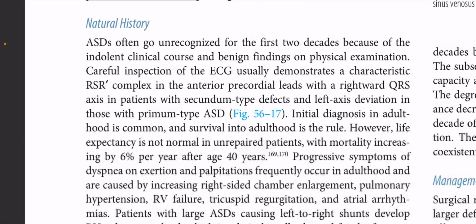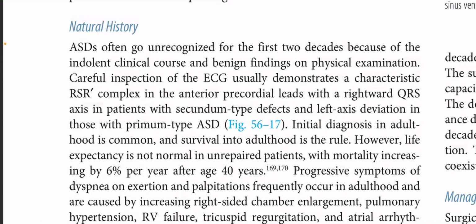Now, what is the natural history of ASD? ASD often goes unrecognized for the first 2 decades because of the indolent clinical course and benign findings on physical examination. Careful inspection of the ECG usually demonstrates a characteristic RSR complex in the anterior precordial leads with a rightward QRS axis in patients with secundum type defects and left axis deviation in those with primum type ASD. Initial diagnosis in adulthood is common and survival into adulthood is the rule. However, life expectancy is not normal in unrepaired patients, with mortality increasing by 6% per year after age 40 years.